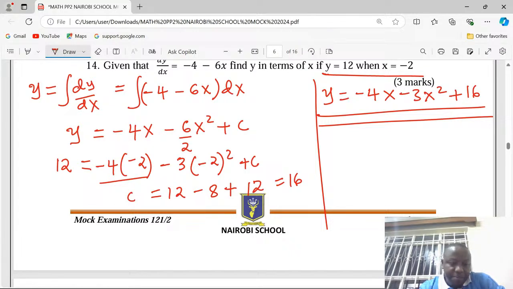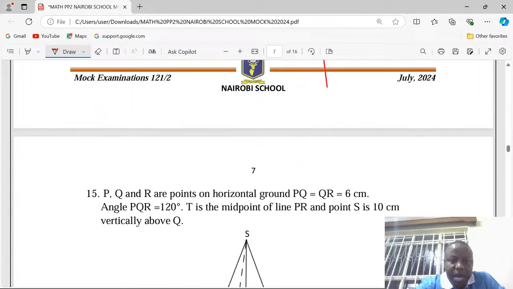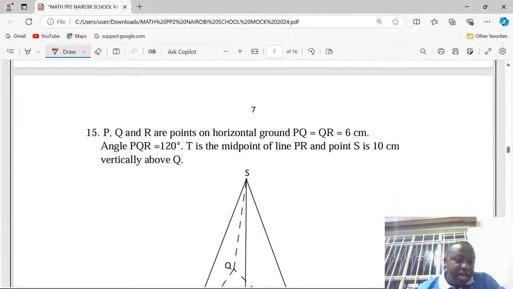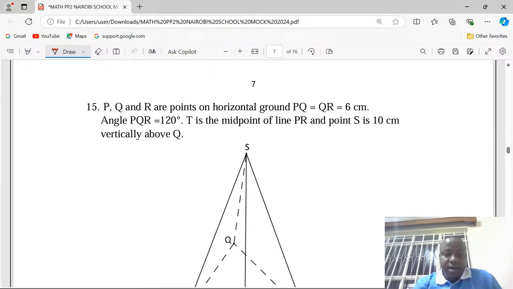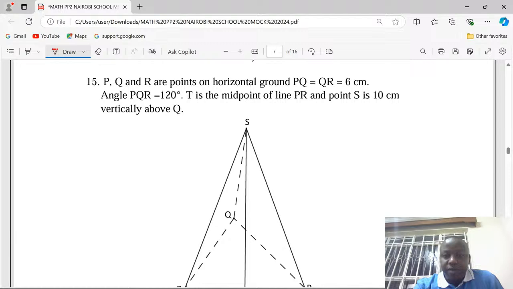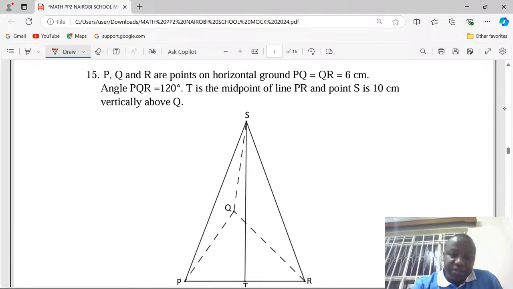We are finishing up. Let's look at number 15. We are only doing section A, or section 1. Later, we'll be looking at section 2 of the same paper. P, Q and R are points on horizontal ground, then PQ is equivalent to QR, which is equivalent to 6. So PQ and QR are equivalent to 6.